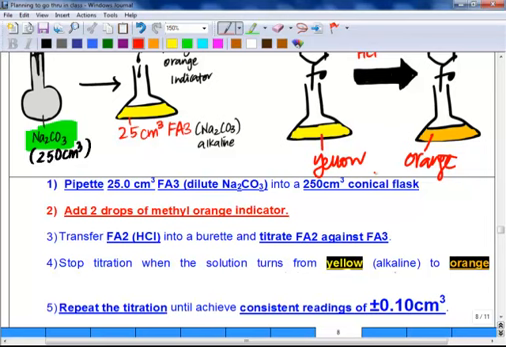Class, everybody go and find out phenolphthalein, what is the color change? Colorless to permanent pale pink. Colorless in what medium? Correct.